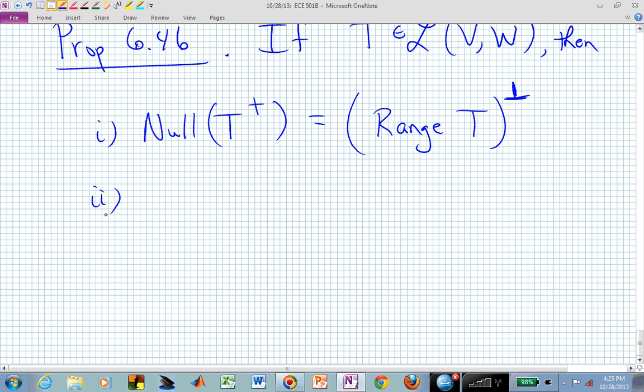Number 2 is that the range of the adjoint operator is actually the orthogonal complement of the null space of the original operator T.